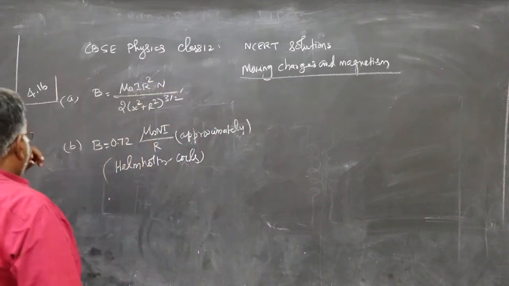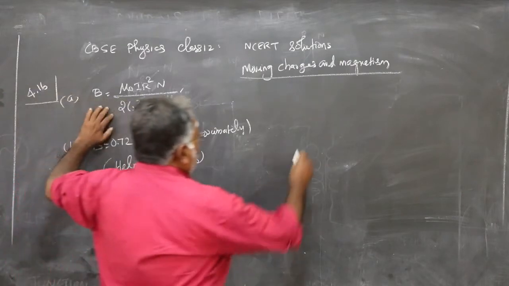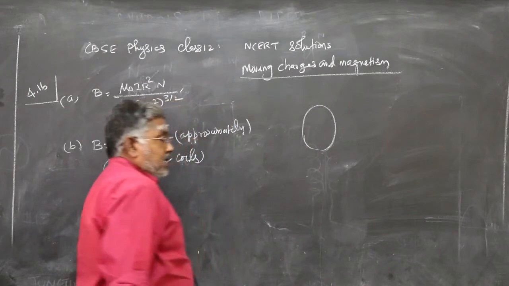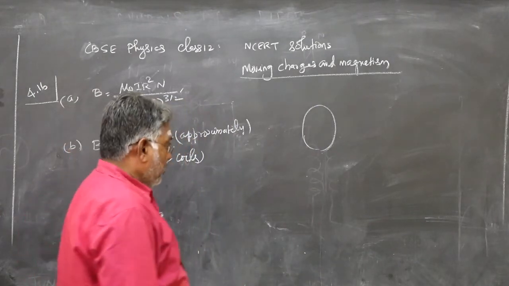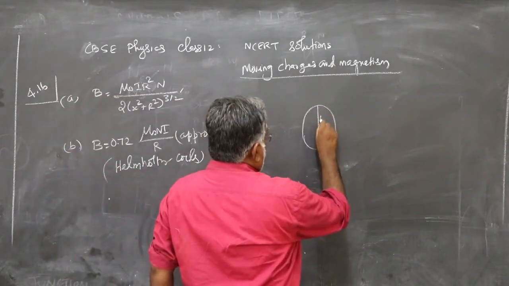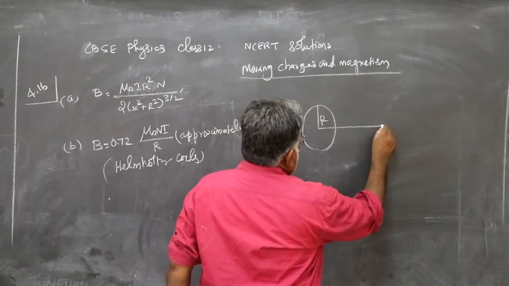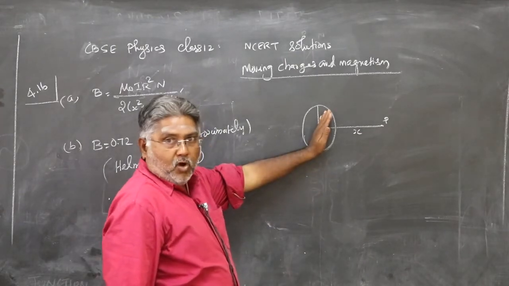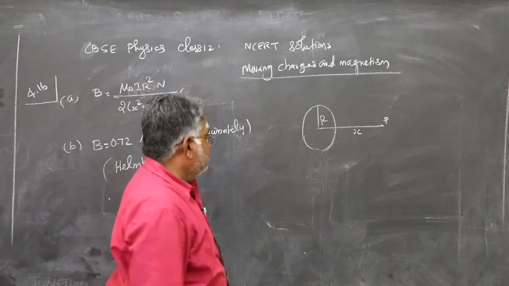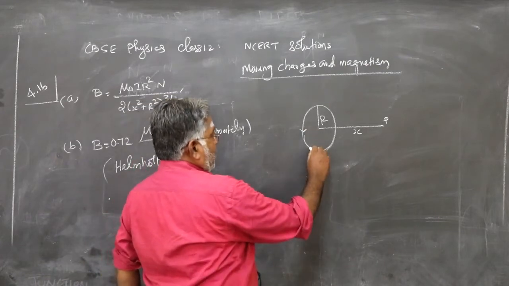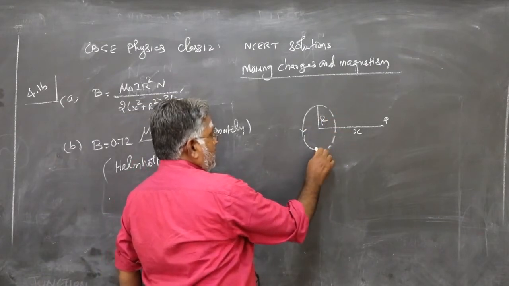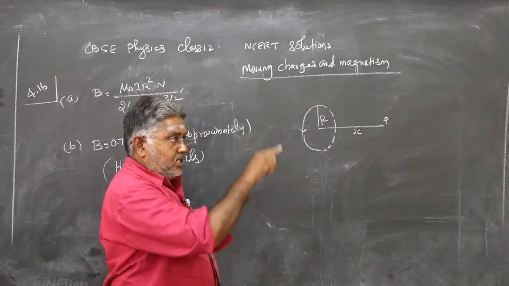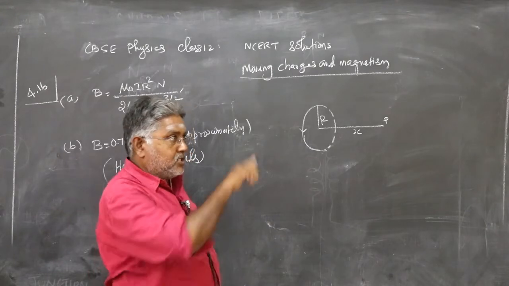First one, subdivision A. This is the magnetic field at an axial point. If there is a current carrying coil of radius r, point P at a distance x, the plane of the coil is perpendicular to the plane of the diagram. I am considering the current to be flowing like this. That means, as viewed by me, the coil current is flowing like this. For me, it is clockwise.